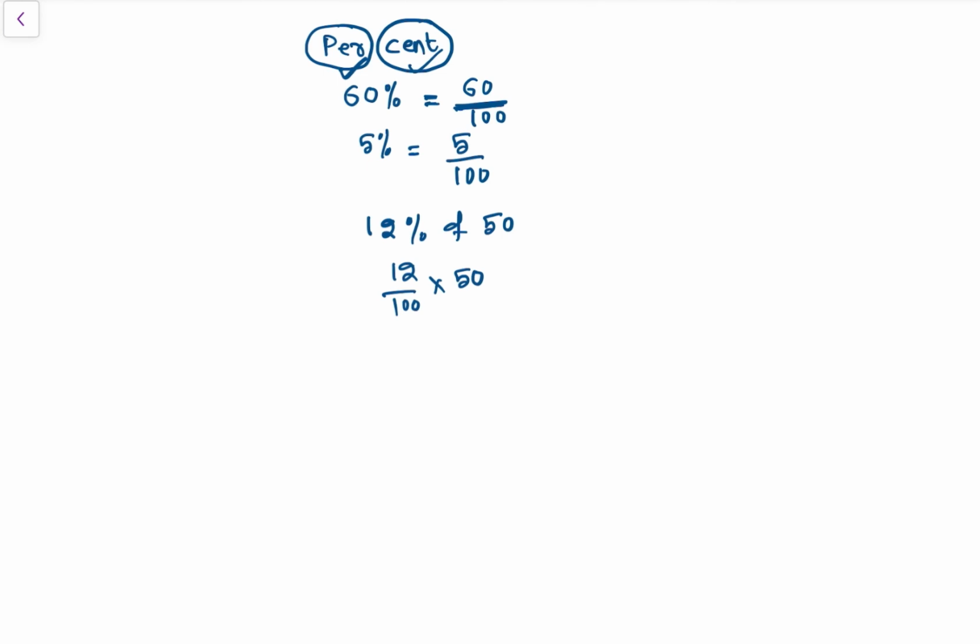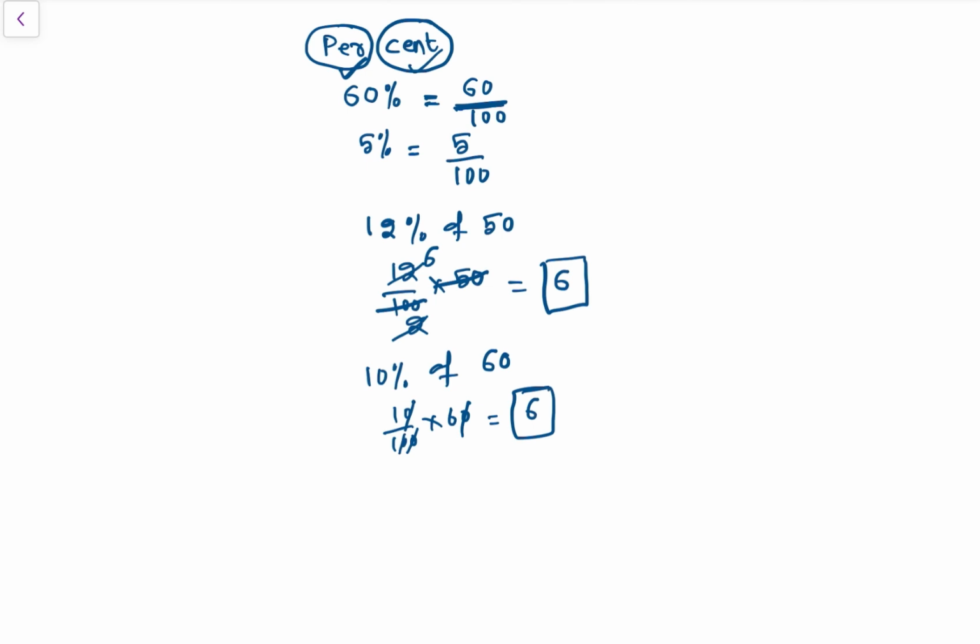Here 50 2s are 100 and 2 6s are 12, so 12% of 50 is 6. Similarly, 10% of 60 means 10 by 100 into 60. The zeros cancel, that is 6. So 10% of 60 is 6. Like that we can calculate.